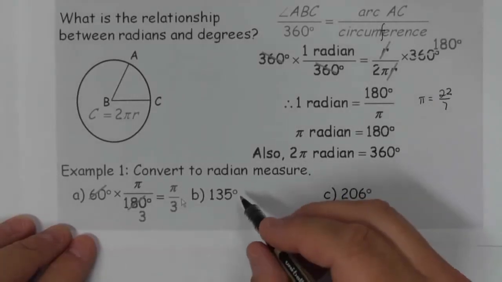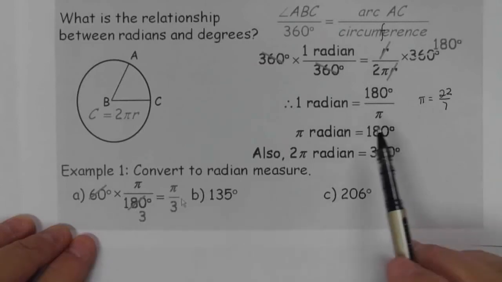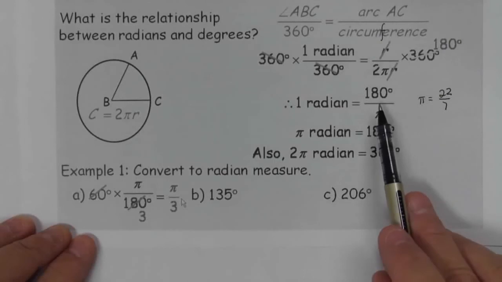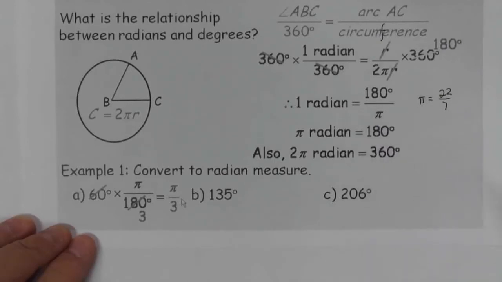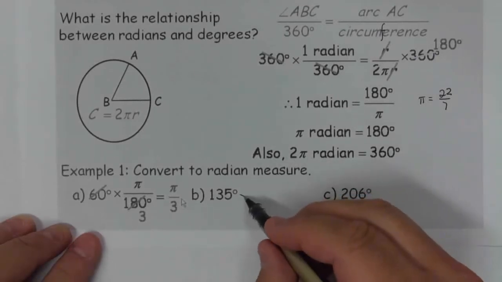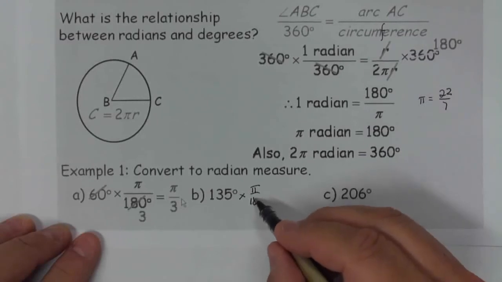Well, simply what I will do is I will multiply by pi over 180 degrees. Remember that 1 radian is 180 over pi, so 1 degree will be pi over 180. It's a reciprocal of this ratio. So 60 degrees into radian will be 60 times pi over 180, and that will turn out to be pi over 3. 135 degrees into radian, I will then multiply by 135 times pi over 180.